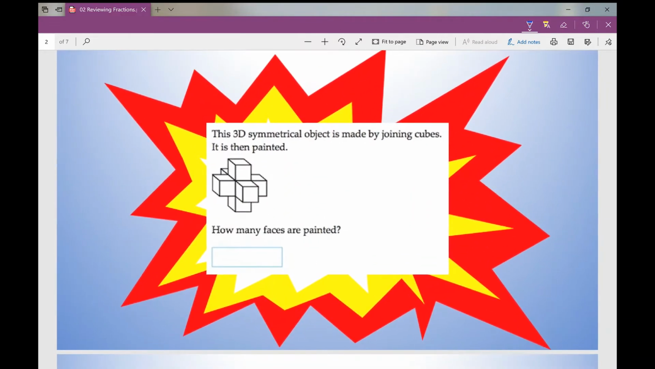Here's a quick getting better at maths question for you. I'd encourage you to pause the video for a second and have a little think about it. We have this shape here, and we're being asked how many faces are exposed. And hopefully by now you've paused the video and thought about it. I think the answer is 30.